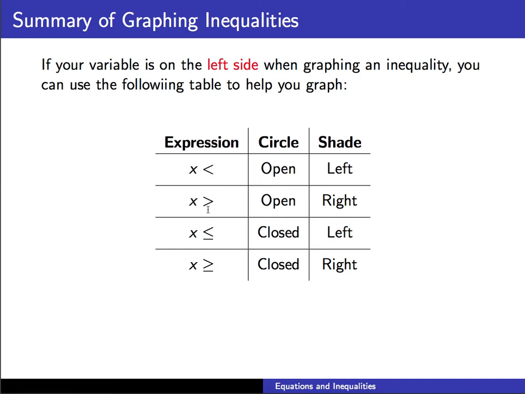An additional benefit of having your variable on the left-hand side is when you go to shade your number line, notice this inequality symbol, this less than symbol, is pointing to the left. That is also the direction you shade. But again, you have to make sure that your variable is on the left-hand side first. If it's greater than or equal to, notice again, if my variable's on the left-hand side, the inequality sign is pointing the direction that I have to shade.